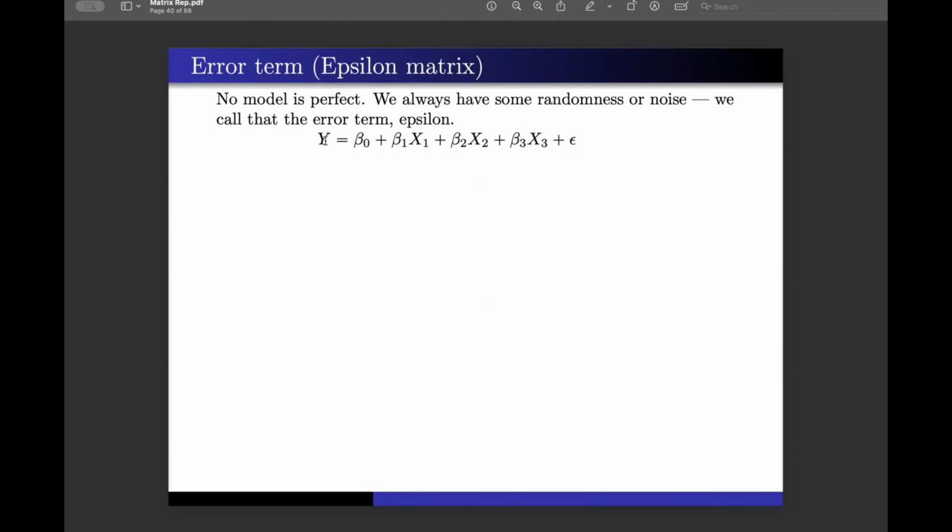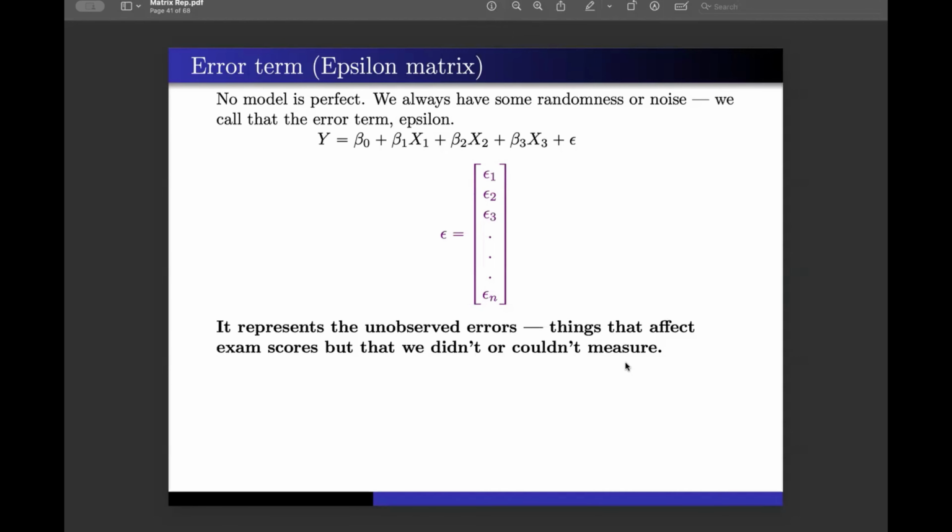Remember, no model is perfect. We always have some sort of randomness or noise in our model. And that randomness, we call the error term, epsilon. The matrix representation of the error term would look like e1, e2, e3, and so on till en. Let's try to understand why we would have this matrix representation for the error term.